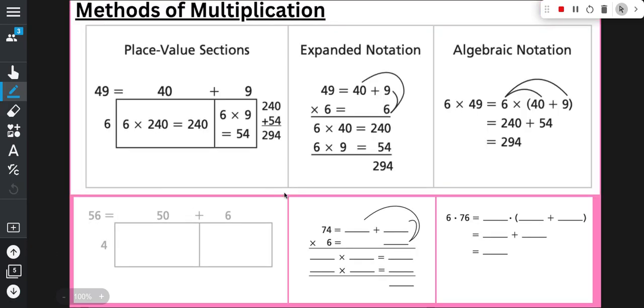We have a few more methods of multiplication. This unit really is focusing on multiplication, so trying to understand how these methods work. After you really dive deep into figuring out how they all are very similar to each other, sometimes it's a little bit fun to try to make your own method. And a method only works if it gets the correct answer 100% of the time. So the first one's called the place value sections method. This one is the same as that area model.